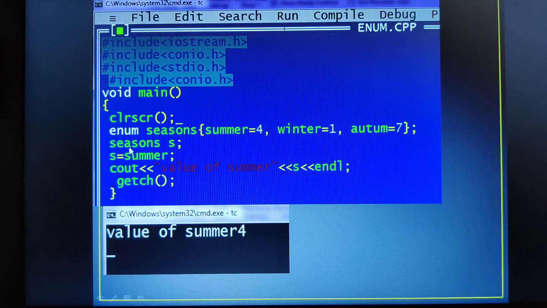This program is not for your examination, it is just a dummy program to show how the enumerated data type works. I hope students you are able to understand. So this completes the entire portion of your midterm.